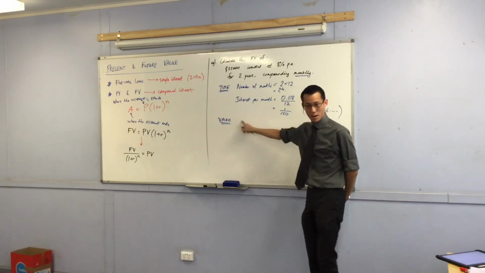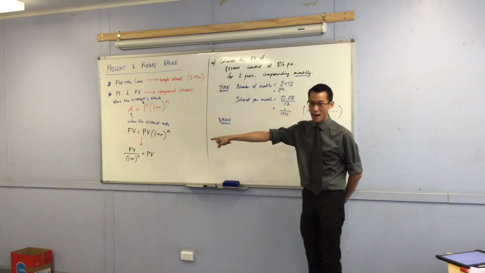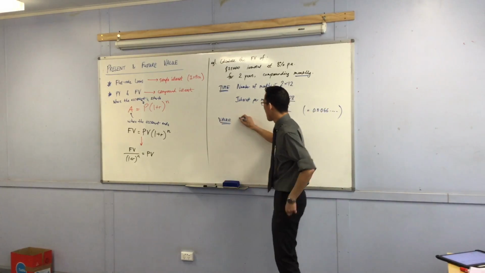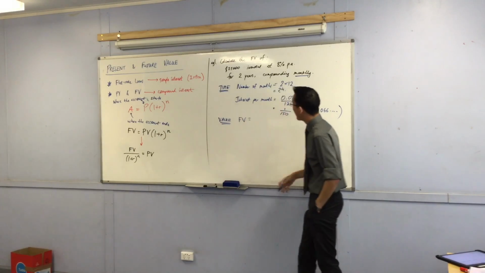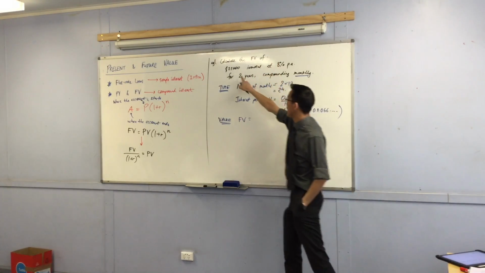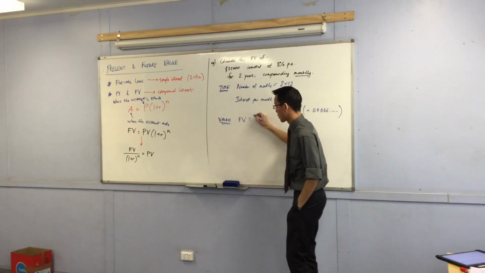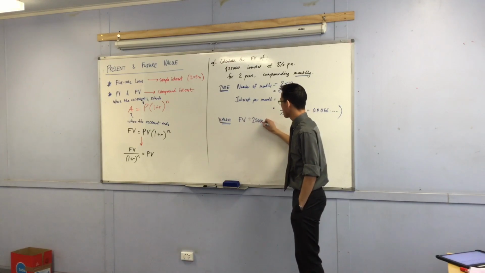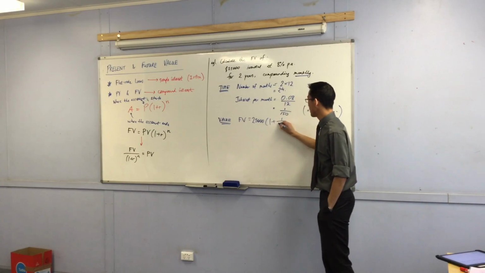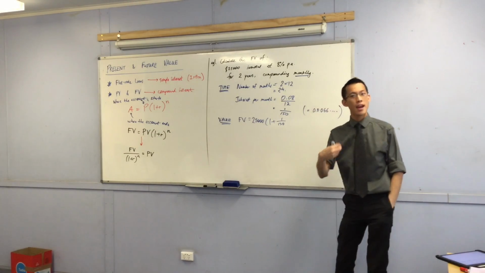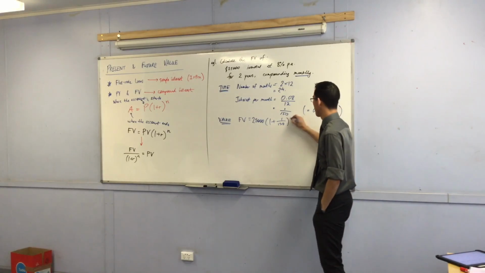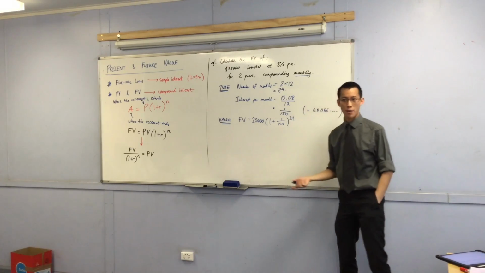Okay, so now I'm gonna go to work out with my present and future value formula. I want the future value, and I know the present value. It's right there, $25,000. Okay? So I'm going to go 25,000, 1 plus. Here's what I've calculated the rate to be, each compounding period. And here is how many compounding periods there are.